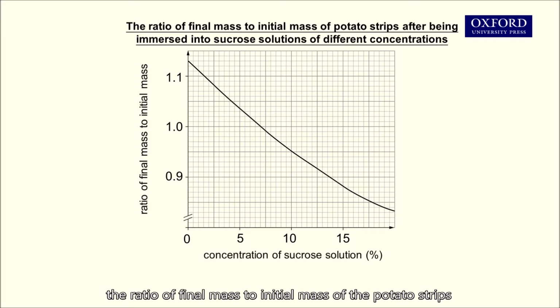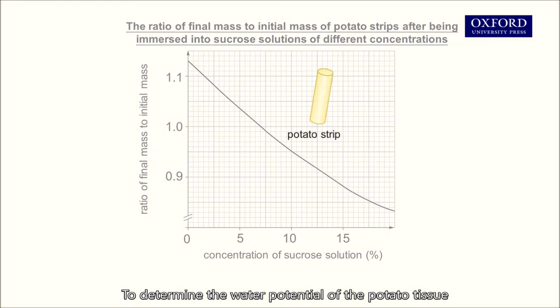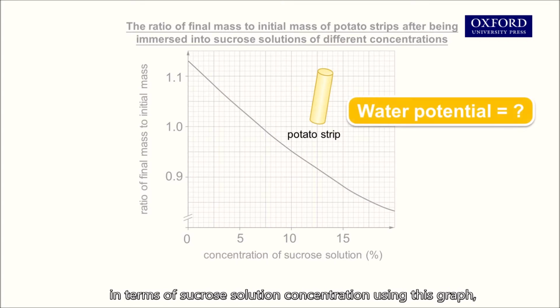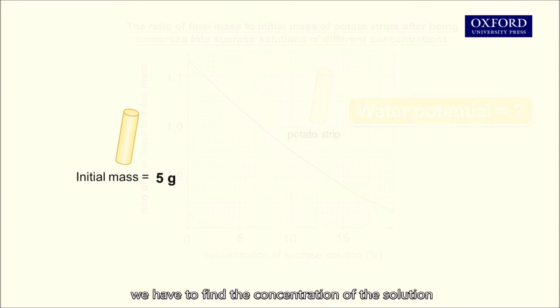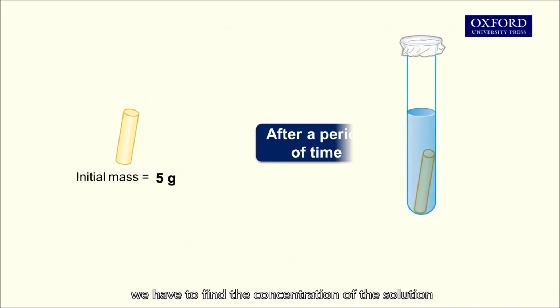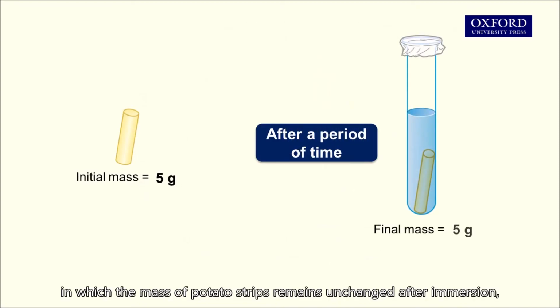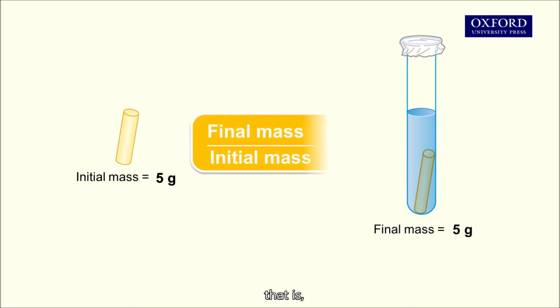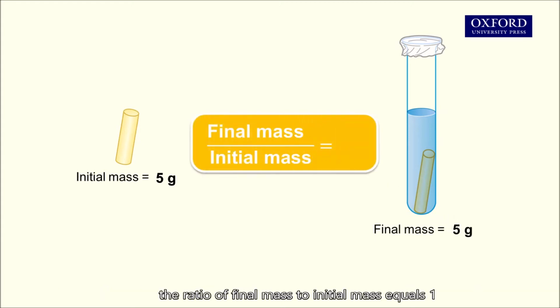potato strips. To determine the water potential of the potato tissue, in terms of sucrose solution concentration using this graph, we have to find the concentration of the solution in which the mass of potato strips remains unchanged after immersion, that is, the ratio of final mass to initial mass equals 1.